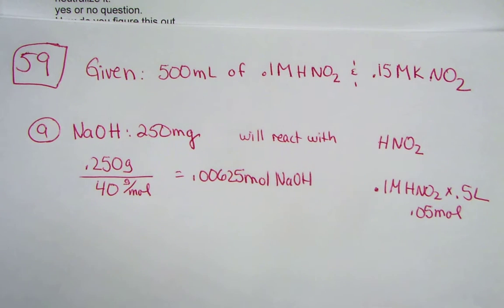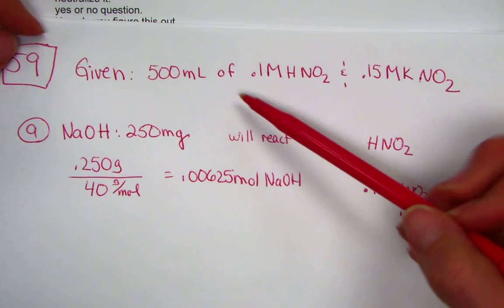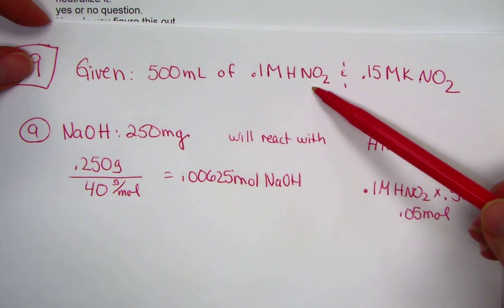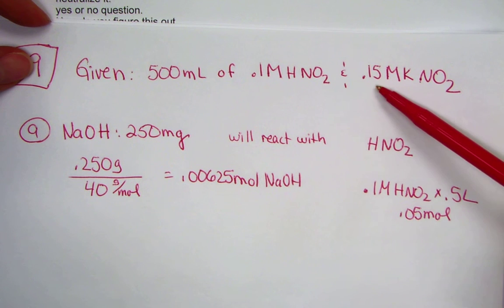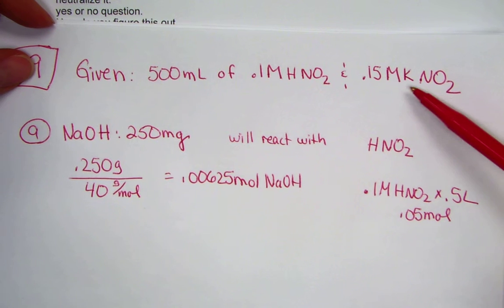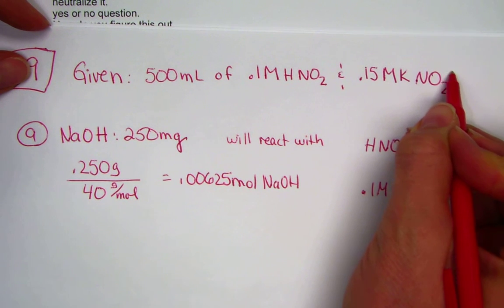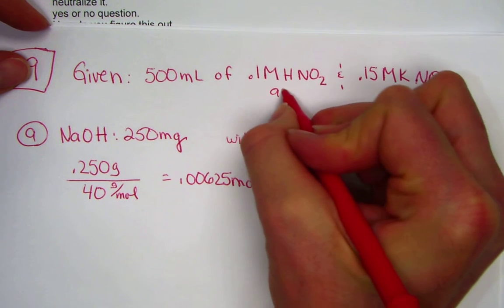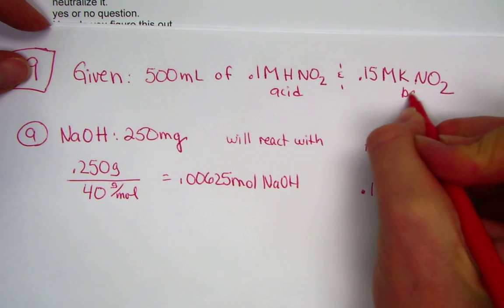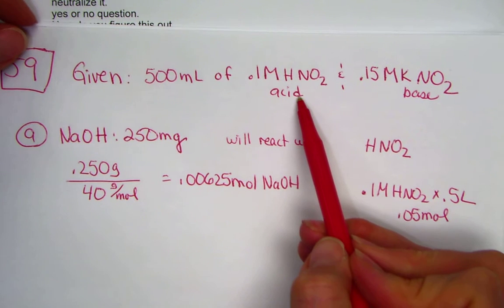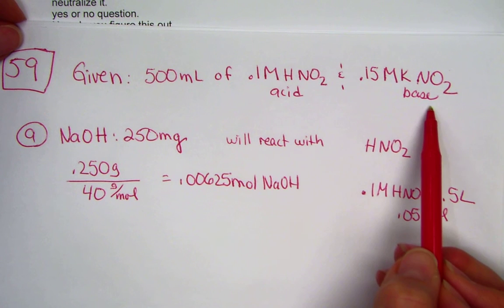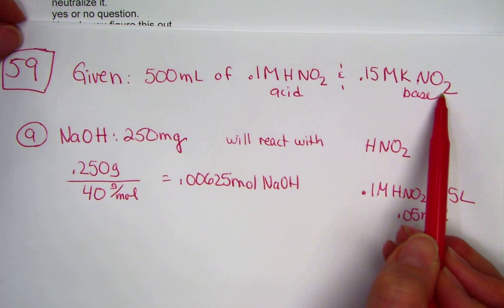Next one I'll comment on is number 59 off of the chemistry side. Here's the given information. Given 500 mils of a 0.1 molar acid, HNO2, and a 0.15 molar salt, potassium nitrate. The salt is the source of the conjugate base of this acid. We have a buffering system where the capacity of the acid is 0.1 molar, and the capacity of the base is 0.15 molar.